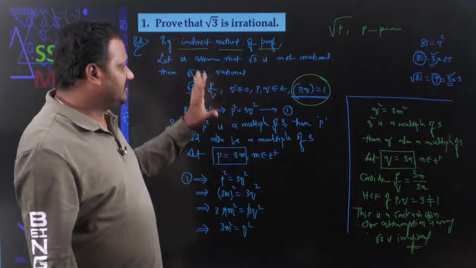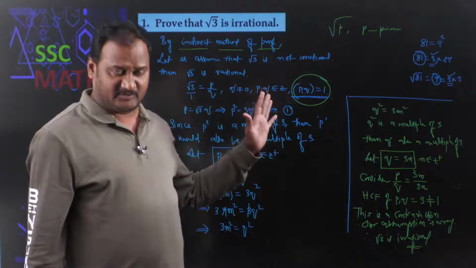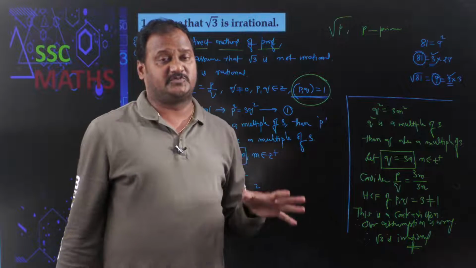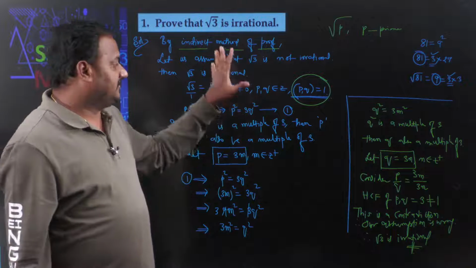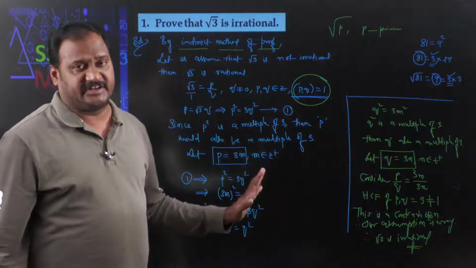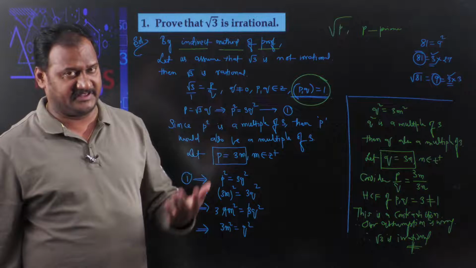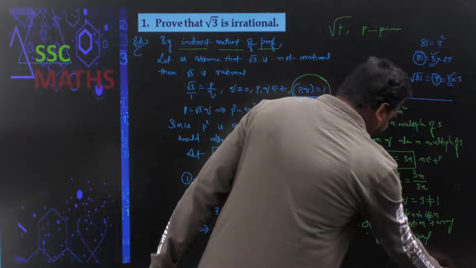So please be focused, because this is a compulsory problem in your board examination. Either this problem, or a similar kind of problem that we are going to discuss now, including square roots only. So please be focused on the way that I used to prove root 3 irrational, root P irrational, root 5 irrational. Right? Coming to the next problem.